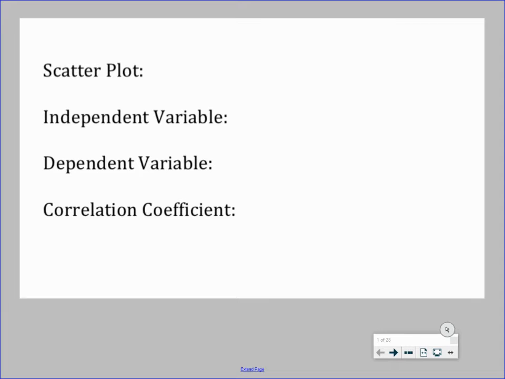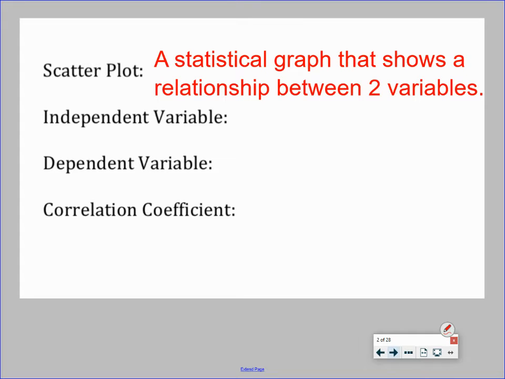Hello, everyone. Today we are going to talk about scatter plots, independent and dependent variables, and a correlation coefficient. We're going to start off with some definitions here. So a scatter plot is a statistical graph that shows a relationship between two variables.